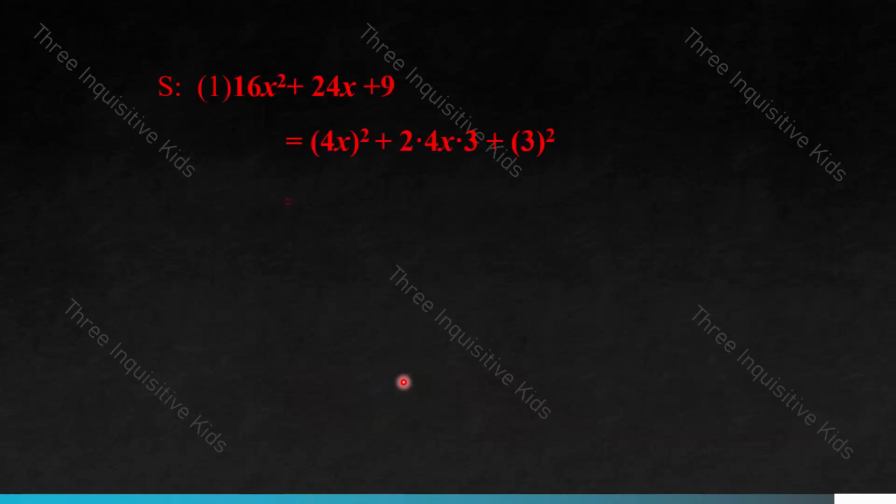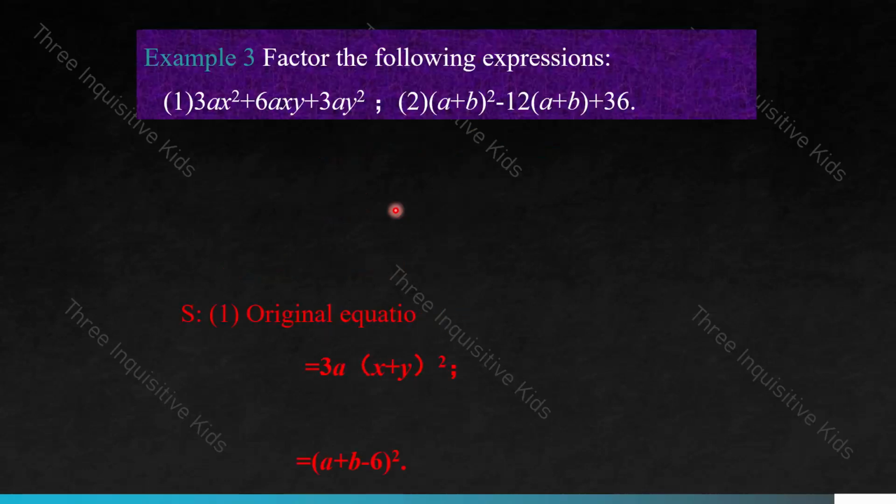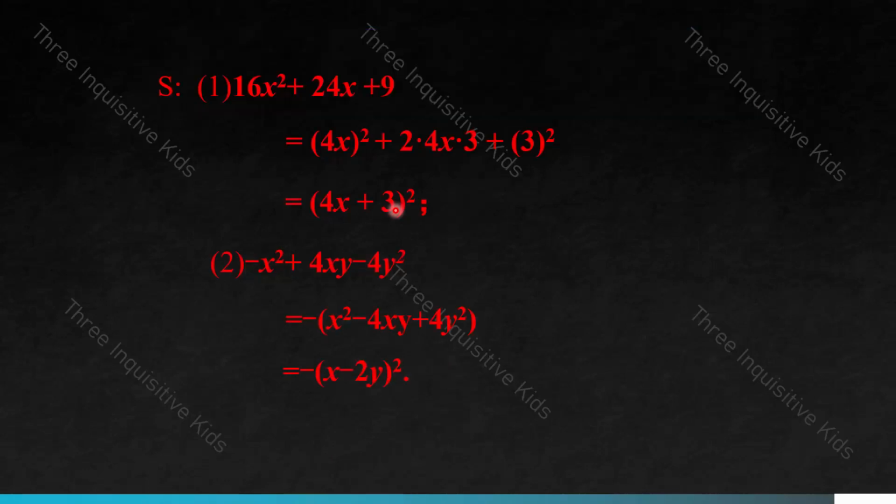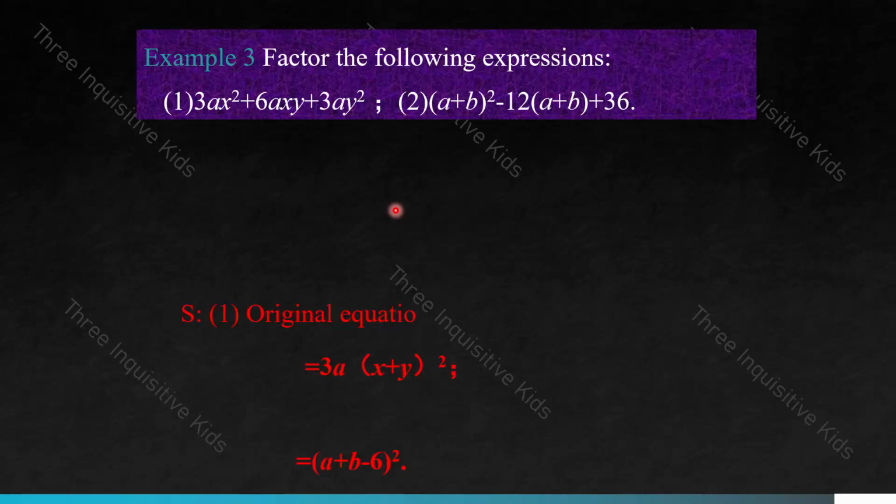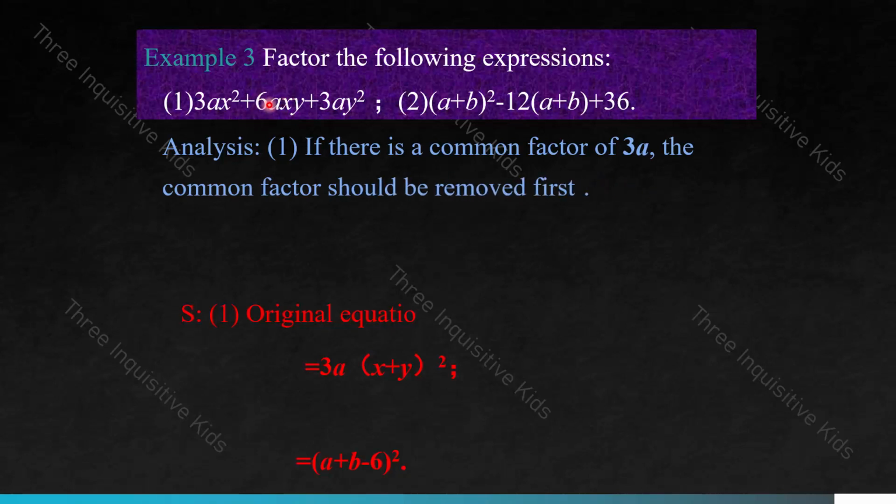Here's our solution. For the first one, you should have gotten 4x plus 3 squared, and for the second one, you should have gotten negative x minus 2y squared. Let's do example 3 together. Our first one is 3ax squared plus 6axy plus 3ay squared. As you can see, there is a common factor of 3a, so it must be removed first. After removing 3a, we have 3a times x squared plus 2xy plus y squared, which we can use the formula to turn into 3a times x plus y squared.